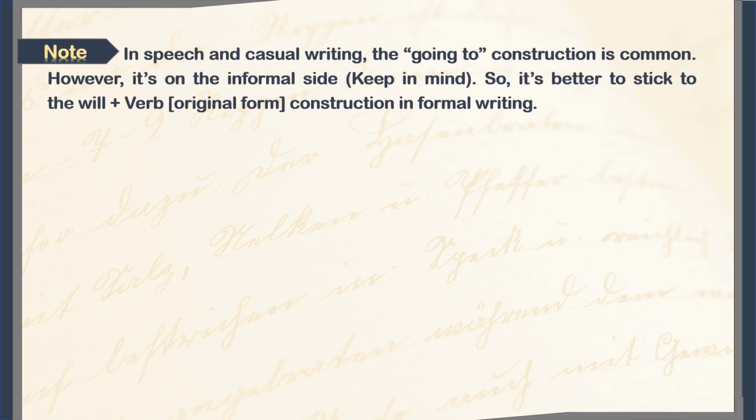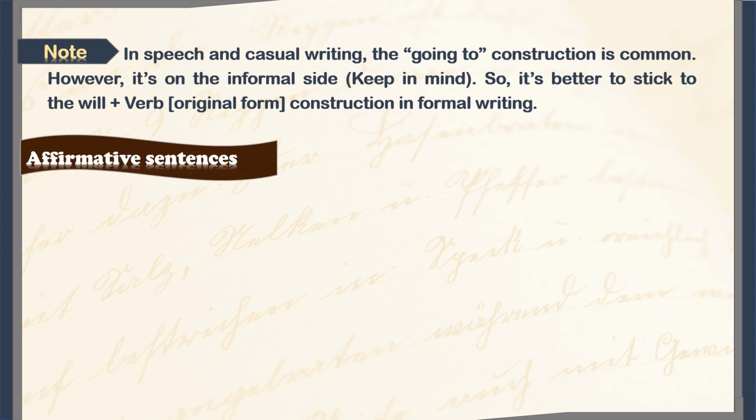Also, please note that in speech and casual writing, the going to construction is common. However, it's on the informal side. So it's better to stick to the will plus original form of the verb construction in formal writing. Now let us see the formation of sentences in the simple future tense. The first one is affirmative sentences.